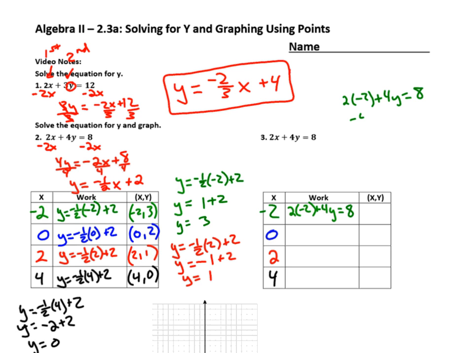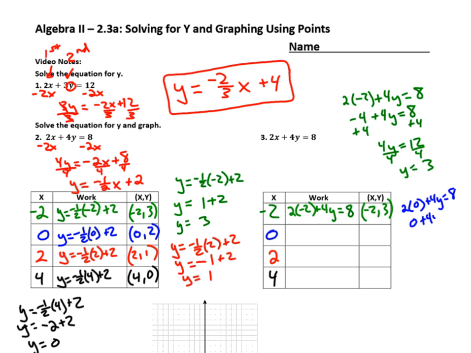Well, you could do that, and you're still following the directions technically. The direction said solve the equation for y. Well, that's really what we're going to do here. So now I add 4 to both sides, and I get 4y equals 12, divide by 4, and y is equal to 3. And I solved for y. So my x value is negative 2, my y value is 3. Look at what happens when I plug the 0 in. So I get 2 times 0 plus 4y equals 8. 2 times 0 is 0, plus 4y equals 8, which really is just 4y equals 8. I didn't have to move anything. Divide by 4, and y is equal to 2. So I end up with 0 comma 2.